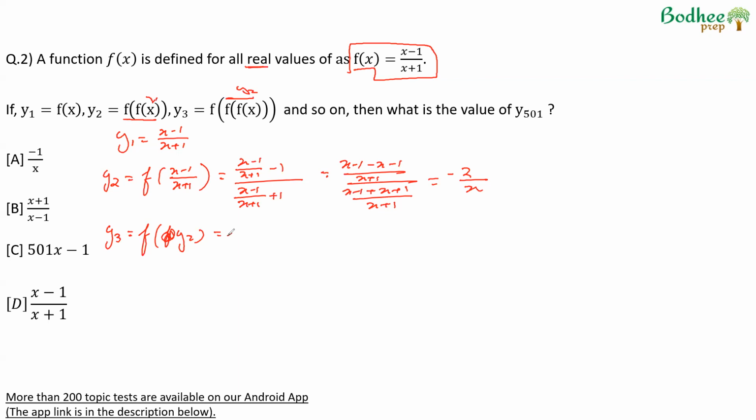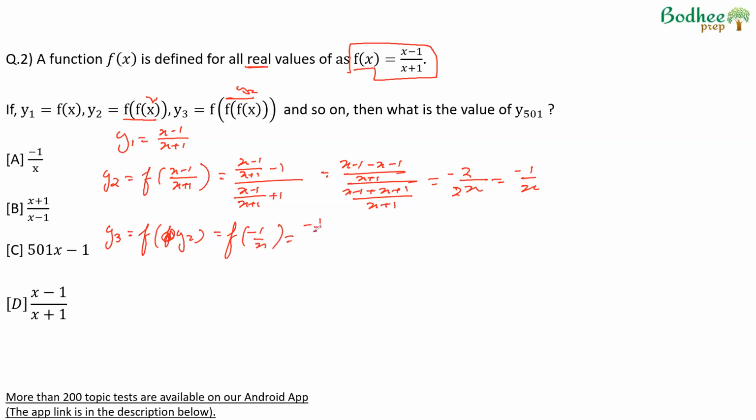F of y2 will be nothing but f of minus 2 by x. Substituting this value here, we get minus 2 by x minus 1 upon minus 2 by x plus 1. Sorry, not minus 2 by x, minus 2 by 2x is what we'll get, and therefore minus 1 by x is what we'll get here. Sorry for the mistake. Now it is okay. Minus 1 by x is what we'll get here.